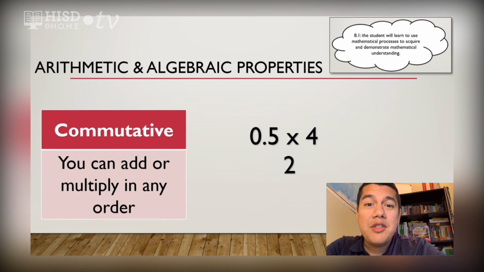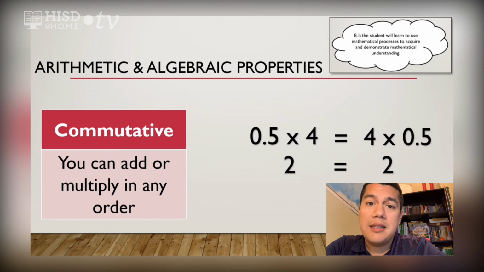Now, let's just reword it in a different aspect. Let's say that I have $4 and I multiply that times 0.5, or I just get half of it. Well, that is also equal to $2. So that's what the commutative property tells you. You can multiply or add in any order and it will give you the same result.